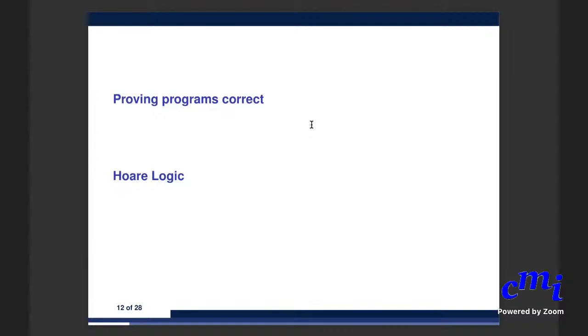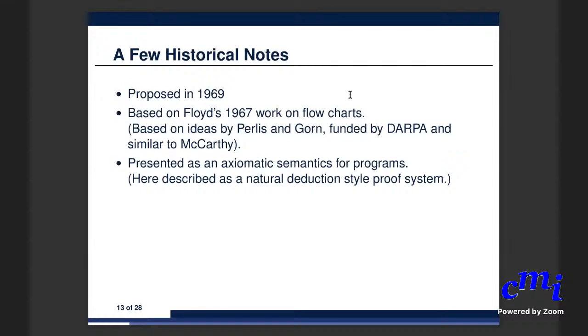We haven't yet defined the formal definition of preconditions and post conditions, right? I will define that. In the next slide, just a few historical notes. This whole subject of proving programs correct, and this notion of using pre and post conditions to define partial and total correctness, was proposed by Floyd in 1967, and this logic was proposed by Hoare in 1969.